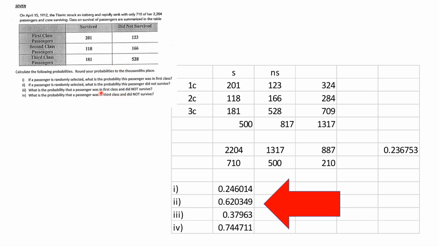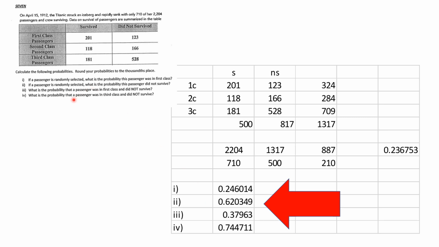If a passenger is randomly selected, what's the probability that they did not survive? Well, it would be 817 divided by the total, which was 1317. That gives you 0.620349.